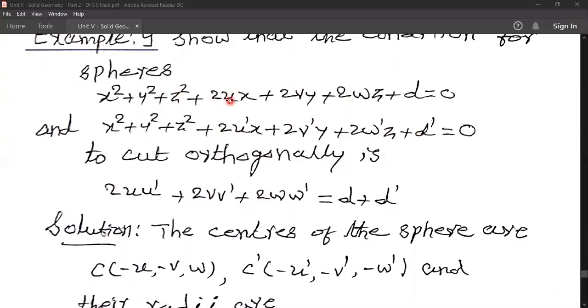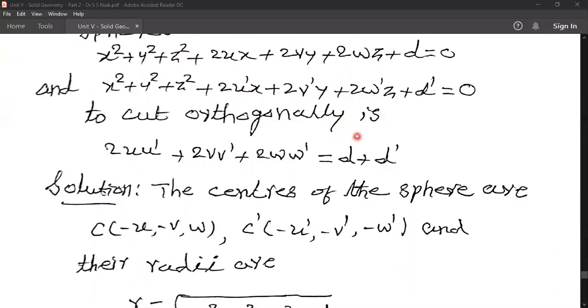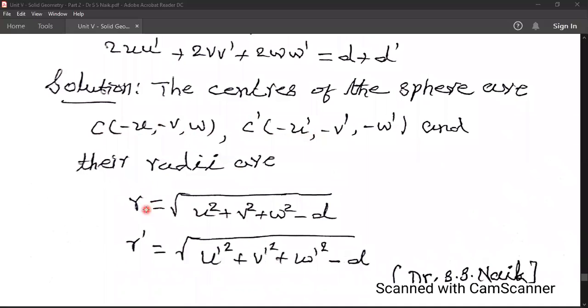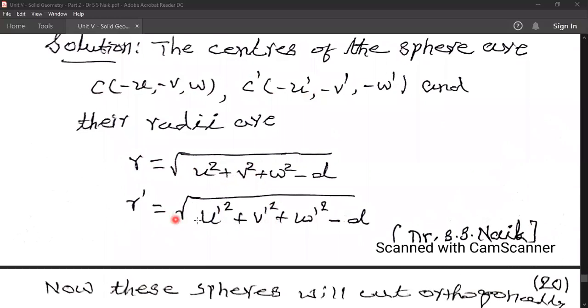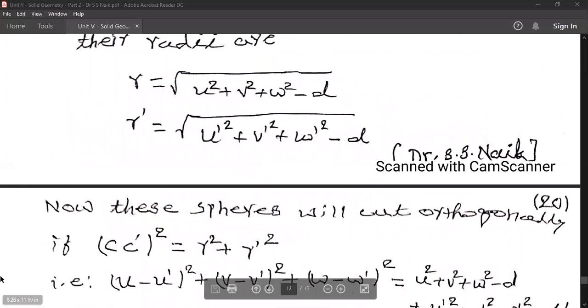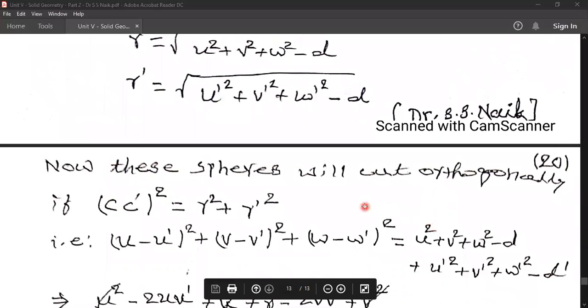Then see that these are the two spheres having the centers at (minus u, minus v, minus w) and (minus u dash, minus v dash, minus w dash). So the centers of the spheres are C(-u, -v, -w) and C dash (-u dash, -v dash, -w dash), and the radii are given by r equal to root of u square plus v square plus w square minus d, and r dash is equal to root of u dash square plus v dash square plus w dash square minus d dash.